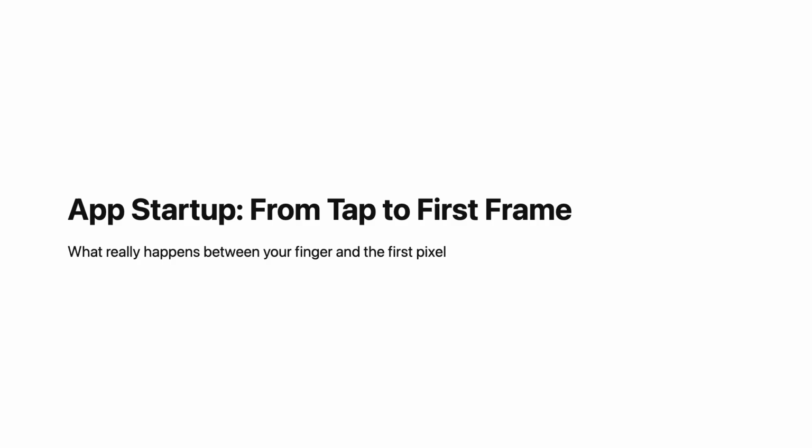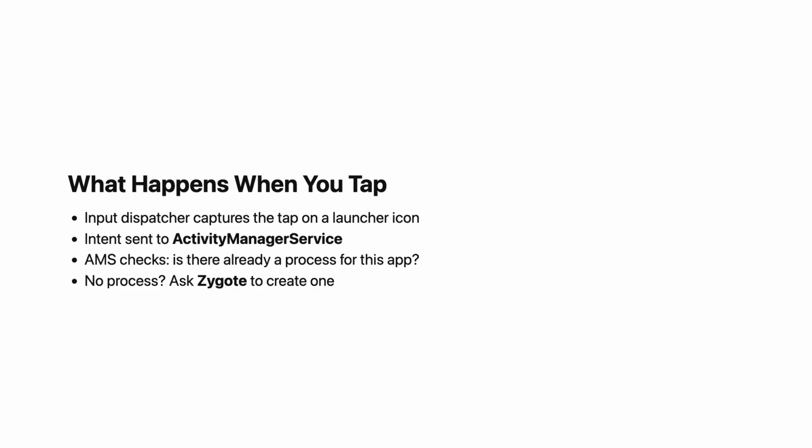So you tap an app icon. What is the very first thing that happens? Your tap is captured by the system's input dispatcher, which figures out what you tapped on. It sees you tapped a launcher icon, so it sends an intent to the system server, specifically to the Activity Manager service. The Activity Manager service is the brain of Android's app lifecycle. It looks at that intent and asks, is there already a process running for this app? If yes, great, we might be able to take a shortcut. If no, we need to start from scratch.